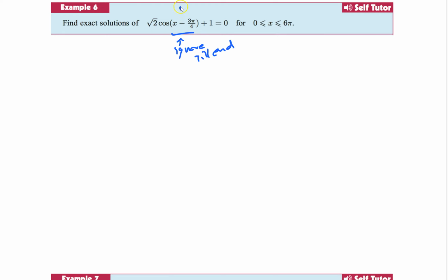Let's make this like it's a... Most people use a u. So right now we have this. Rad 2 cosine plus 1 equals 0. Right? Just ignore it. Pretend it's not there. Solve it like normal. Subtract 1, divide by rad 2. So cosine equals negative 1 over rad 2.